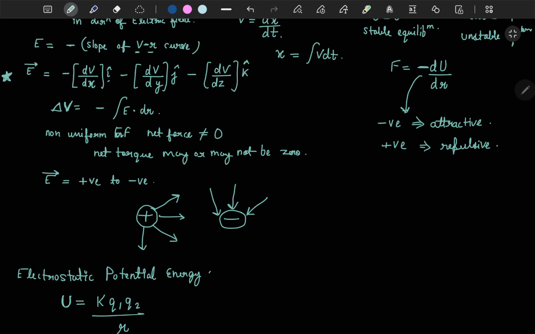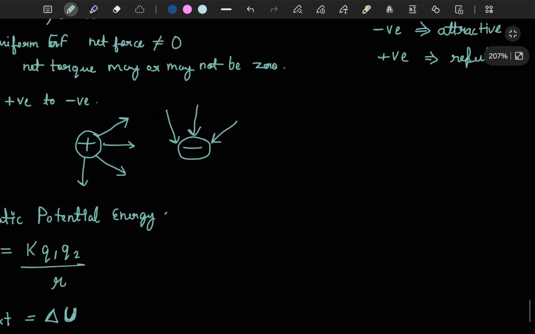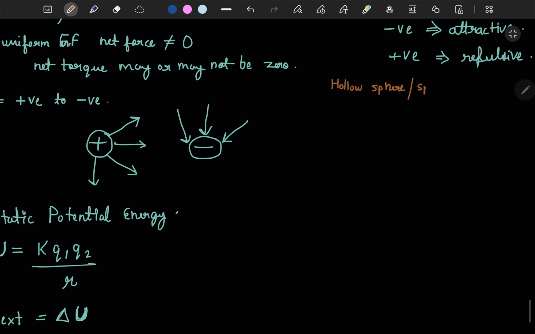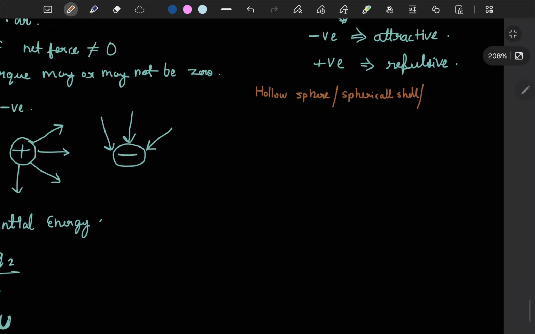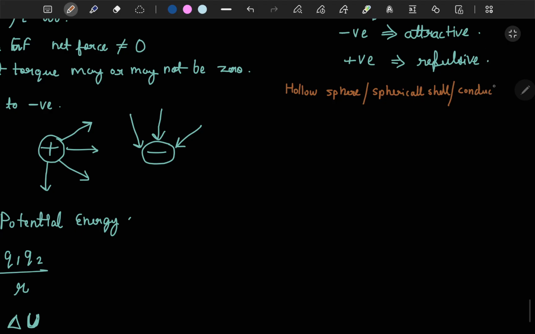Moving ahead, now let's talk about the potential for different shapes. If we talk about a hollow sphere, or it can be a spherical shell, or a conducting sphere, the potential at an outside point will be kq by r, similar to the electric field, which was kq by r square.